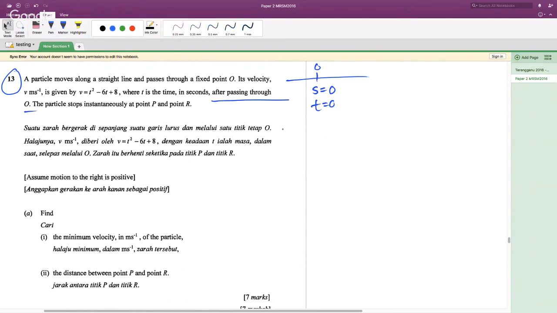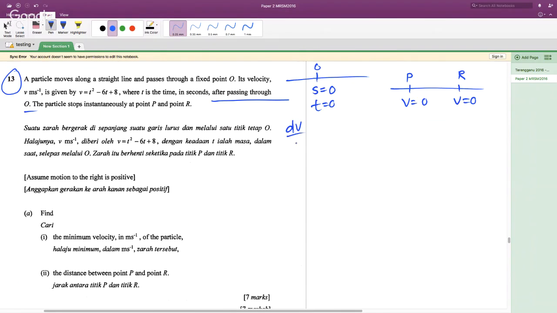Okay, so the particle will stop instantaneously at the point P and point R. So that means on a straight line, if this is P and this is R, the velocity equals 0. This is what the question is trying to say. Assume motion moving to the right is positive. So find the maximum velocity.